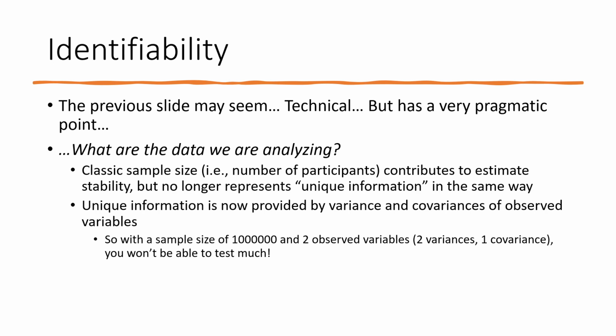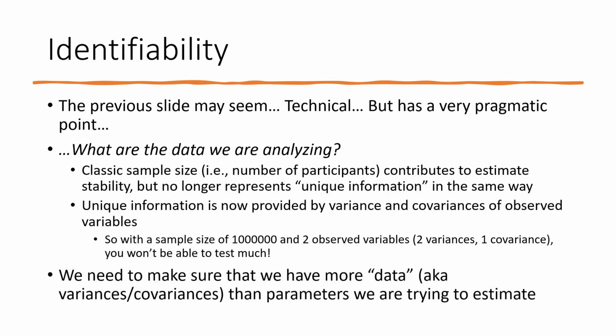So consider the case where I have a massive classic sample size, 1 million participants, and I'm collecting information on two observed variables. Well, we might think with 1 million participants, I've got an immense amount of sample size. I can study all these crazy questions. But if I only do two observed variables, I'm going to have two variances, the variance for the first variable, the variance for the second variable, and one covariance, the degree to which the first variable and the second variable covary. So I'm going to have three pieces of information that I can compare between my data and my model. That is, I don't really have a lot that I can test based on just three pieces of information.